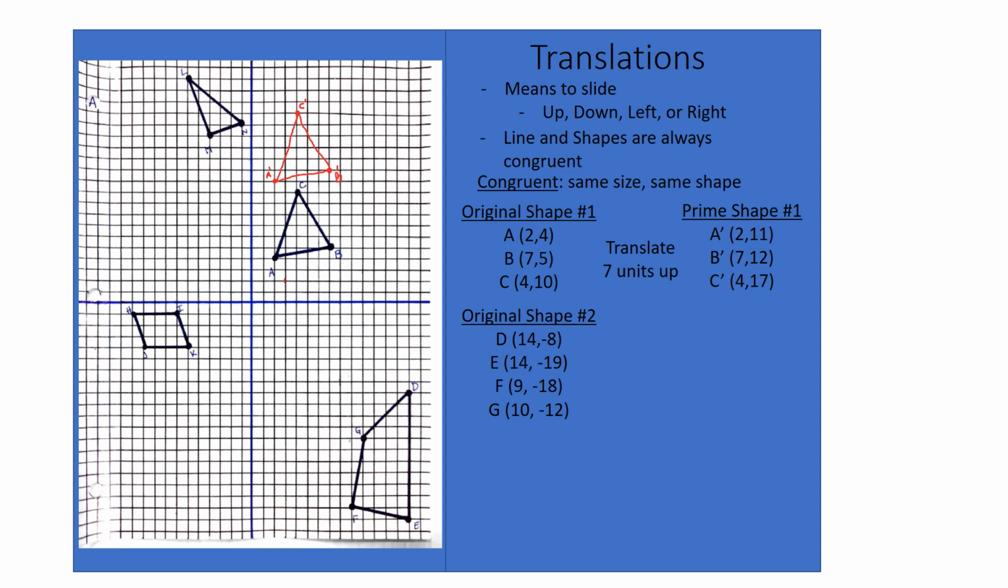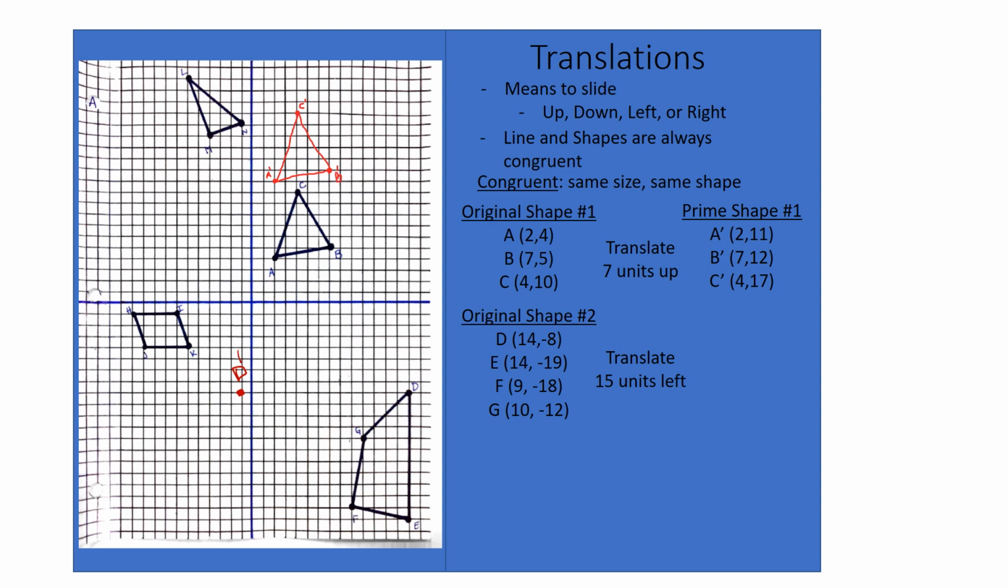Once we have copied down the original points, then we can go ahead and count over 1, 2, 3, 4, 5, 6, 7, 8, 9, 10, 11, 12, 13, 14, 15. I end up here, and that's where I make my point. I can go ahead and label it D prime.